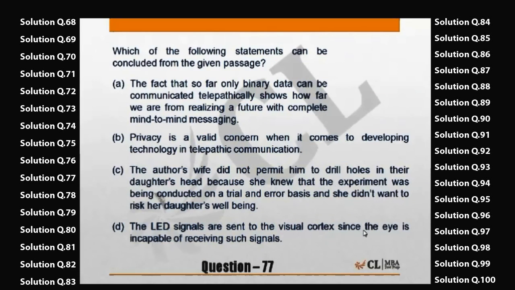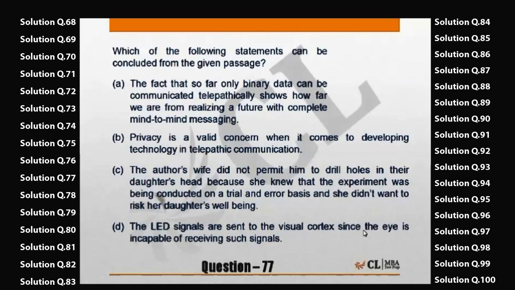We move on to question number 77, friends. Which of the following statements can be concluded from the given passage? You have to find the conclusion of the passage. The correct answer of question number 77 is option B. It says, privacy is a valid concern when it comes to developing technology in telepathic communication.